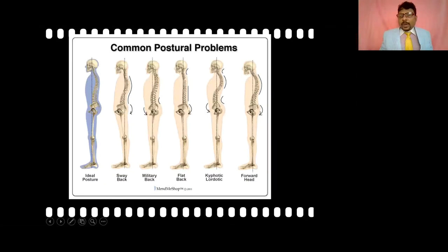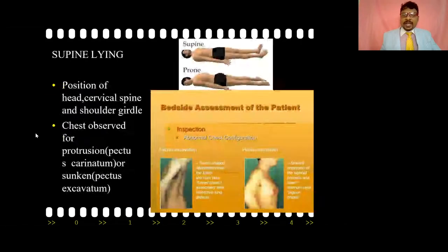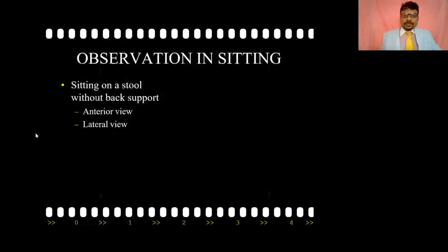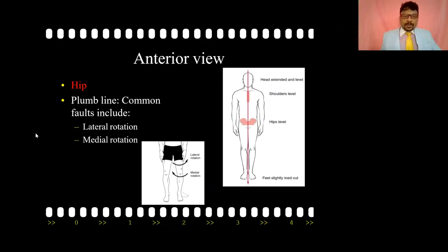So these are all the common postural abnormalities. They may alter the line of gravity, and the distribution of the base of support is also altered. So if we understand these things, we can clearly assess the posture and detect where they are having the problem.